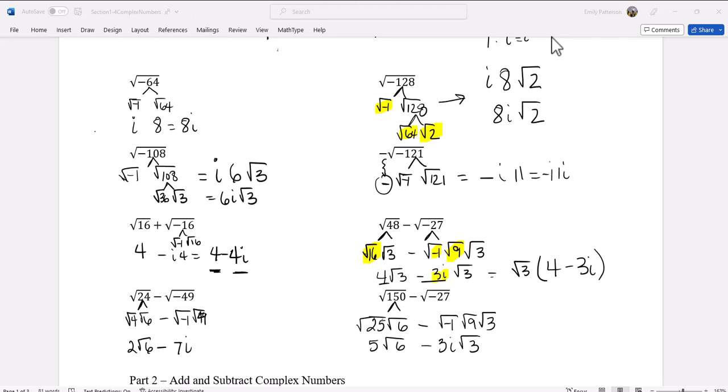Hopefully you got these answers. And anytime you're not, you can definitely send me a text or an email and ask me where some of your errors might be. So let's go down to adding and subtracting complex numbers.